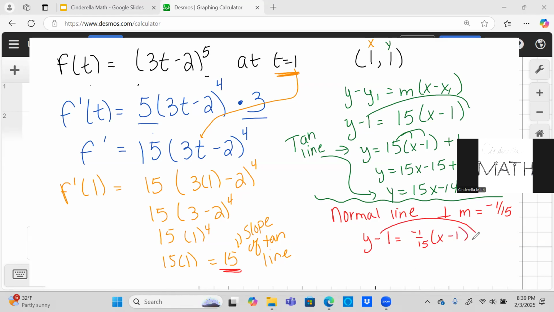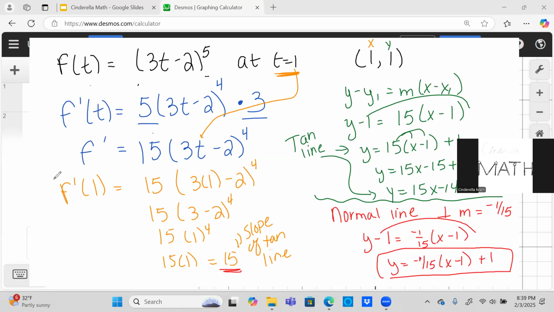And again, I would just throw that over. y equals negative one fifteenth times (x minus 1), plus 1. That's our normal line. And I would not distribute there unless your teacher really wants you to, because that would be nasty fractions. I mean, it's doable, but don't unless you really have to. And that, I think, is what I wanted to do today for the chain rule and some applications.